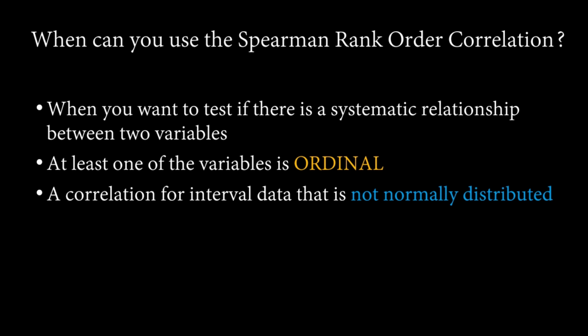So if one of the variables is ordinal, and definitely if both of the variables are ordinal, you should use a Spearman rank order. There is a third condition under which you might use the Spearman rank order. Let's say you have interval data and you're planning on doing a Pearson, but you do a descriptive analysis of the variables and you find that one or both of them are not normally distributed. Then once again you would use the Spearman rank correlation.